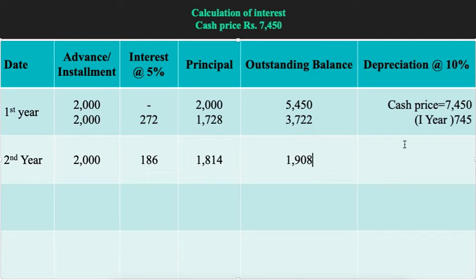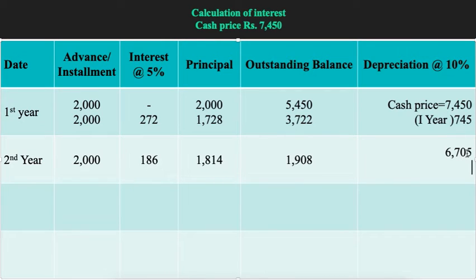1908. Now see here, when we talk about the depreciation amount, what was the cash price? The cash price of the asset was 7450, and the depreciation amount at the end of the first year was 745. 7450 minus 745, so how much are we going to get? We are going to get 6705 rupees. So this is the value of the asset at the end of the first year.